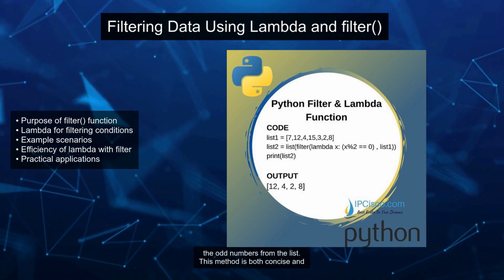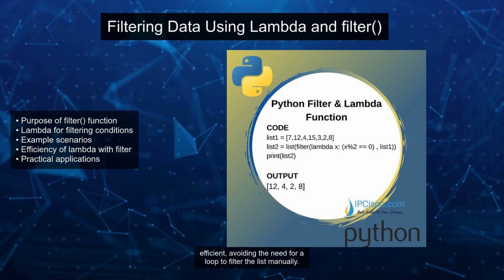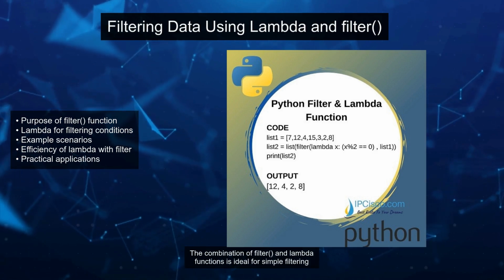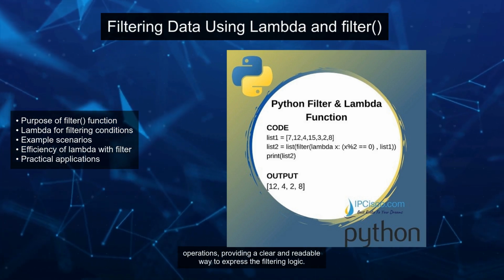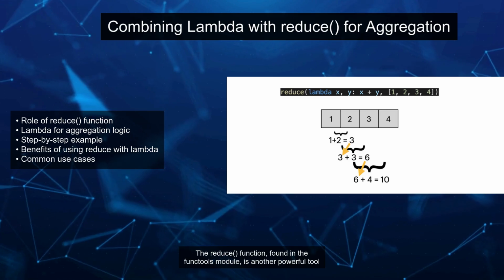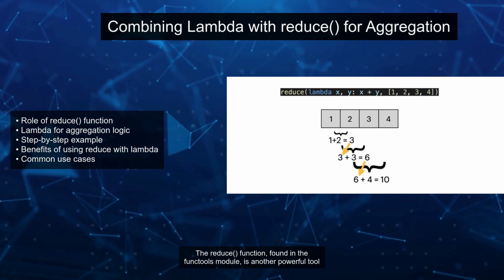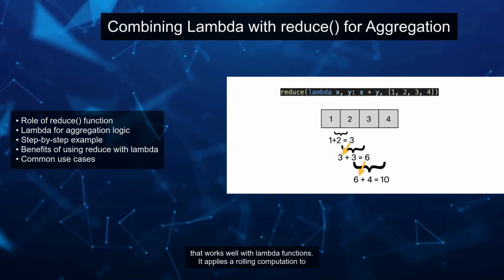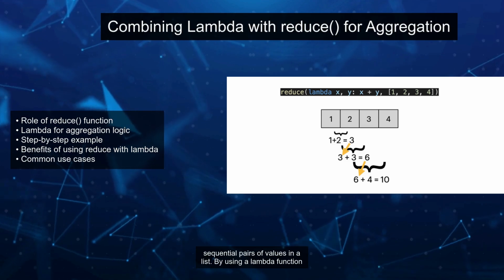This method is both concise and efficient, avoiding the need for a loop to filter the list manually. The combination of filter and Lambda functions is ideal for simple filtering operations, providing a clear and readable way to express the filtering logic. The reduce function, found in the functools module, is another powerful tool that works well with Lambda functions. It applies a rolling computation to sequential pairs of values in a list.